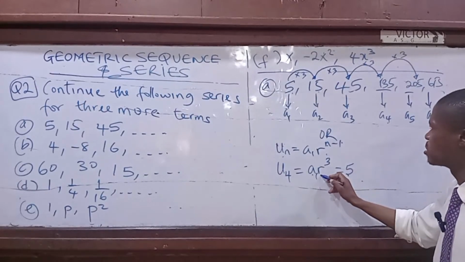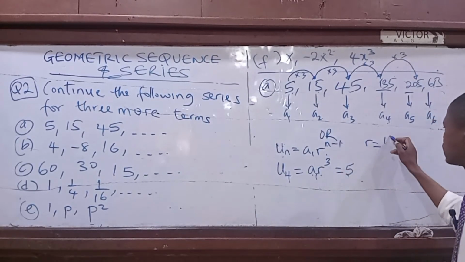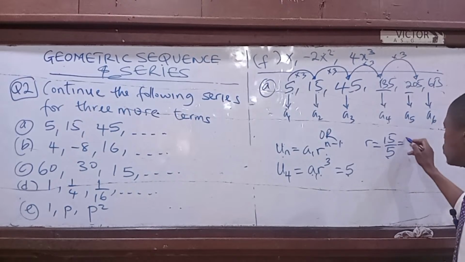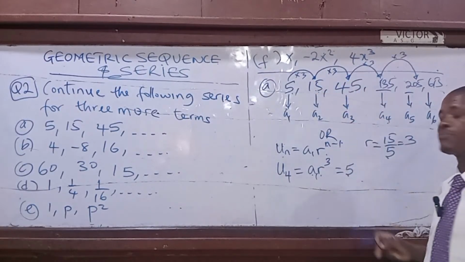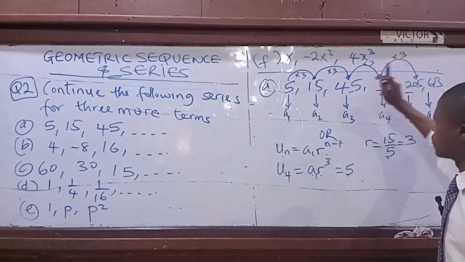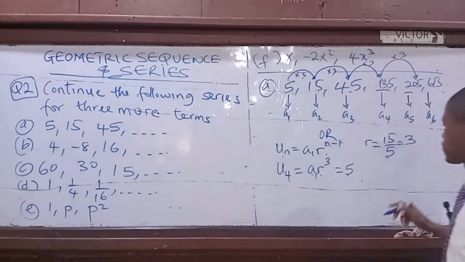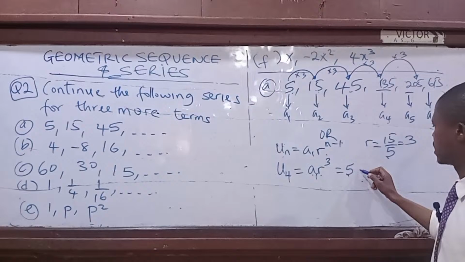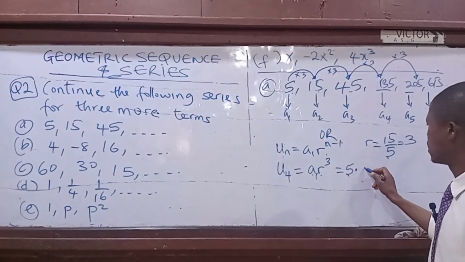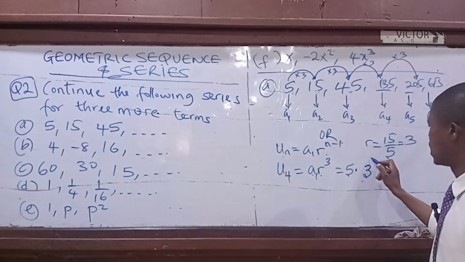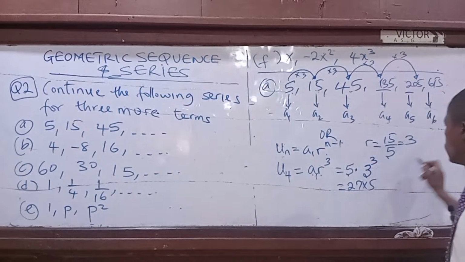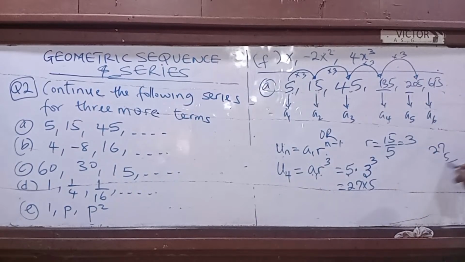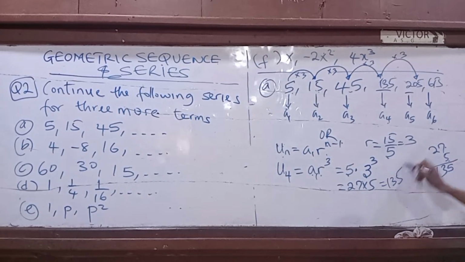The common ratio is what? The common ratio for this case is 15 over 5, which is 3. Or 45 over 15, which is also 3. Or 135 over 45, which is also 3. Okay? So times the common ratio, which is 3, to the power 3. And that will give us 27 times 5, which is 135. Okay? 135 we've gotten there.